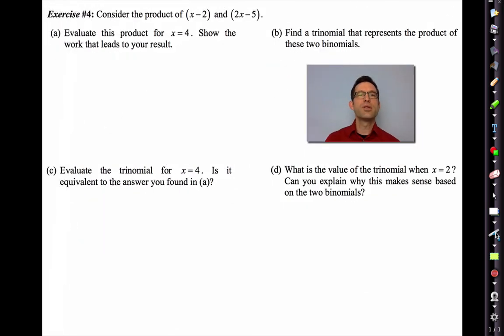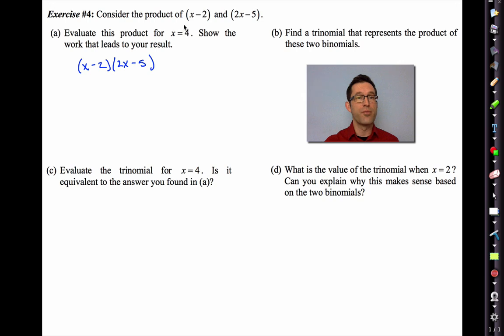Exercise 4. Consider the product of x minus 2 times 2x minus 5. Evaluate this product for x equals 4. Show the work that leads to your result. All right, so first let's just put down the product. x minus 2 times 2x minus 5. And it says evaluate the product for x equals 4.